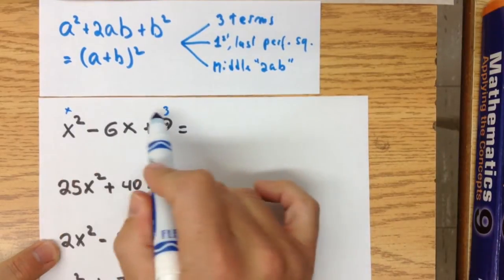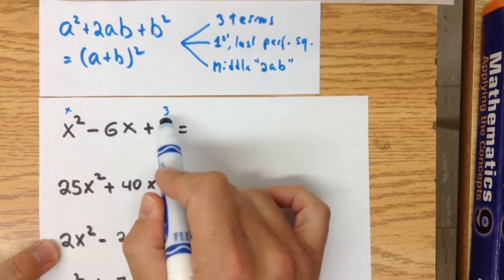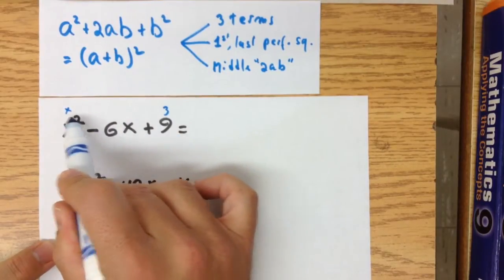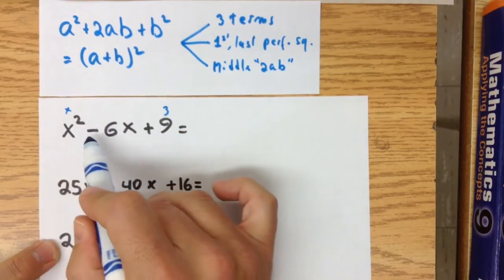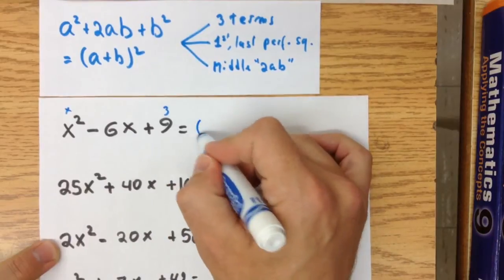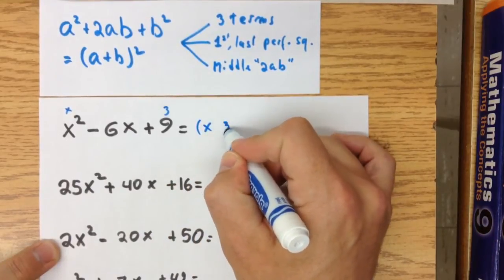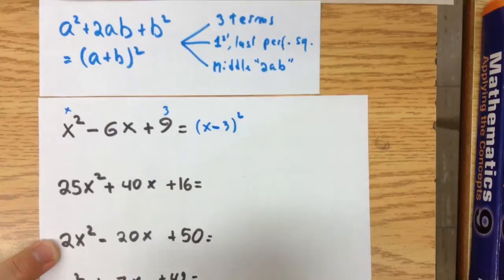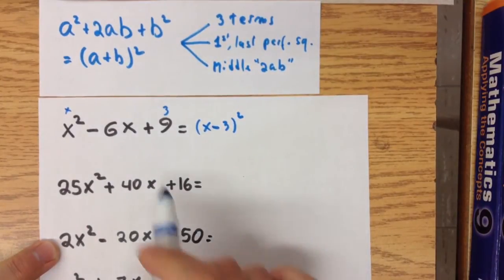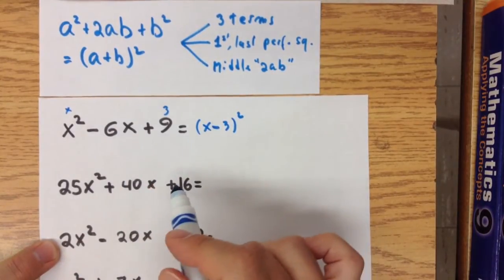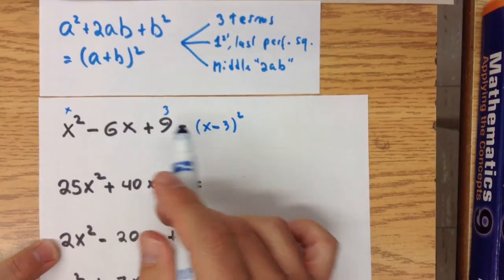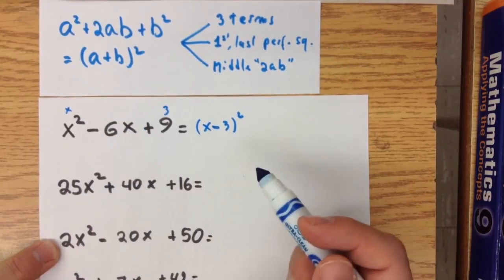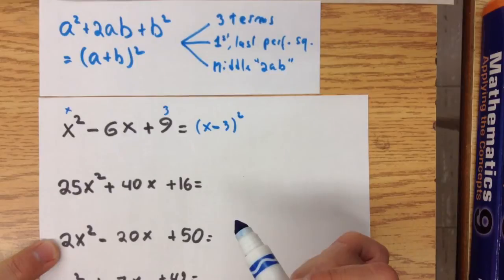So now I need to check, is 3 times x twice the middle term? So 3 times x is 3x, twice it's 6x. So that means that this should be a minus. So I can just go x minus 3 squared, with a minus in the middle. And I'm done. If I wanted to do this by simple trinomials, I could do it too. If I wanted to do complex trinomials, the trial and error method would work too. This one just saved me some time.